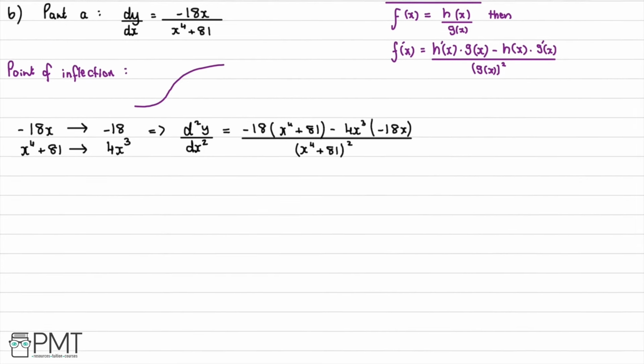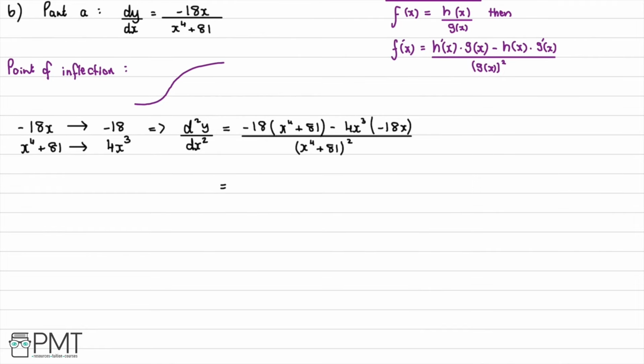So therefore, continuing this working on, we'll simplify this. So we're going to have, just multiplying out the numerator, negative 18x to the power of 4. Then we're going to subtract negative 18 multiplied by 81, which is negative 1,458. And then we're going to now add on, because we have two negatives, 4 multiplied by 18, which is going to be 72. And then we have x cubed multiplied by x, which is equal to x to the power of 4. And then our denominator stays the same, so it's going to be x to the power of 4 plus 81, and we're going to square that.